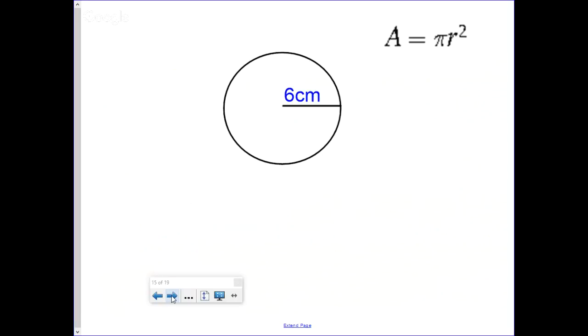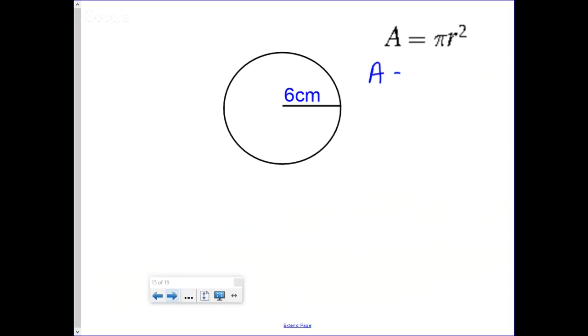Now, let's say that we have a radius given in this circle of 6 centimeters. Okay, so that is a radius. So there's an r in this formula. Now, unlike the circumference formula, which gave you either a diameter formula or a radius formula, area only gives us radius. Okay, so I've given a radius in this circle.